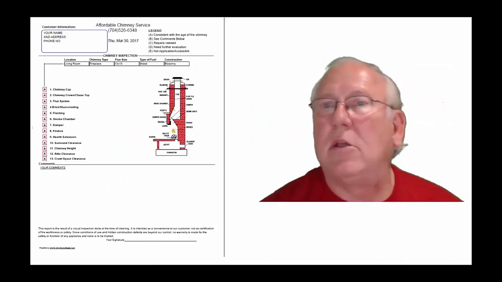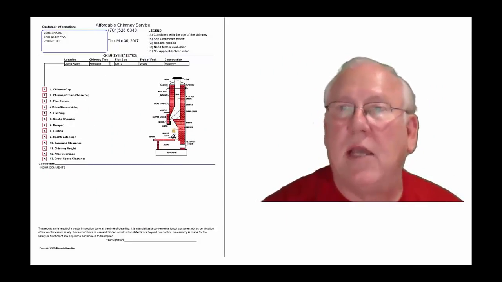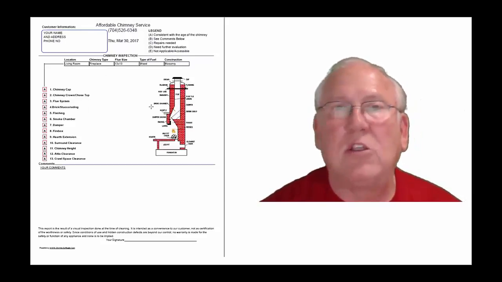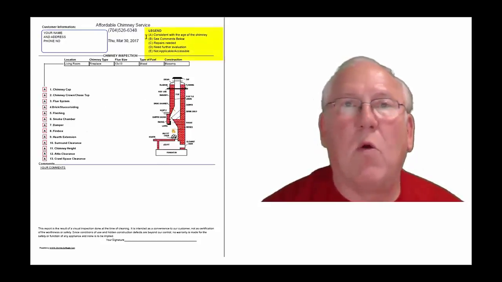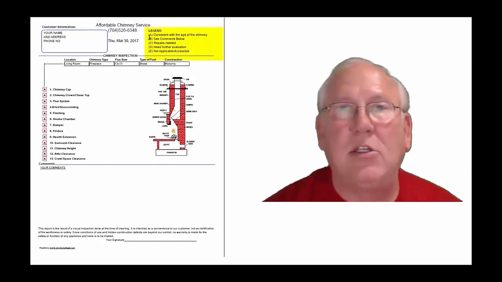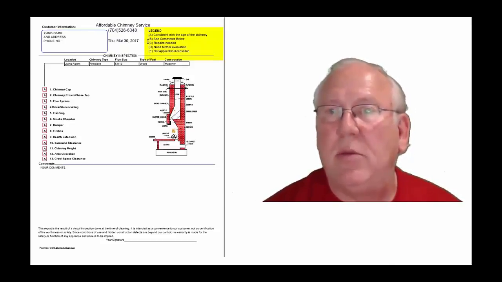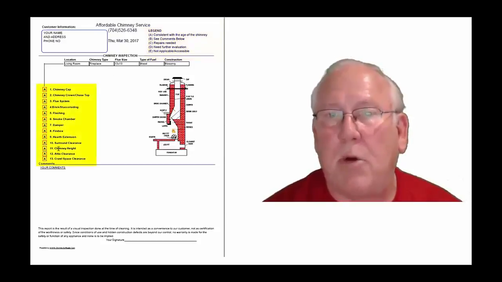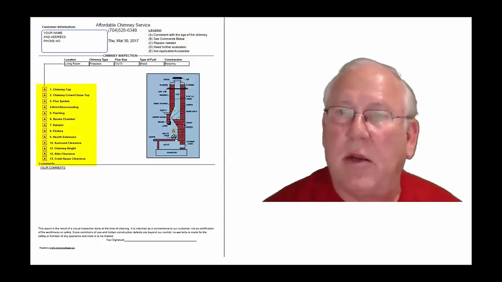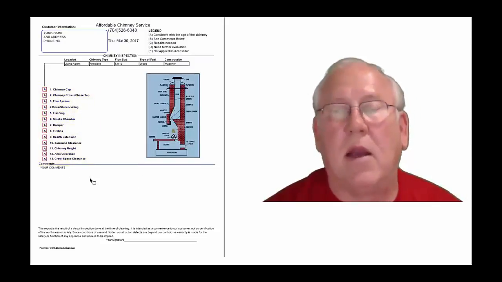Okay, now let's take a look at the inspection report and see how it reads out. This is a generic report. This is exactly what you will get, only your information obviously will be filled into all these blanks. The upper right hand corner of the report is the legend. Each one of these initials pertain to something. A is consistent with the age of the chimney. B, see comments below. C, repairs needed. D, need further evaluation. Or E, not applicable. And they're placed into the boxes next to the parts of the chimney that can be easily identified in this diagram. And then, of course, you'll find my comments here below.